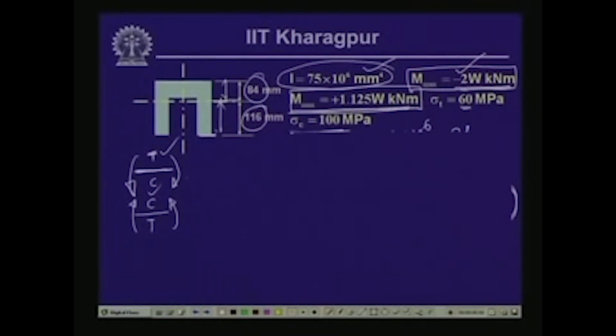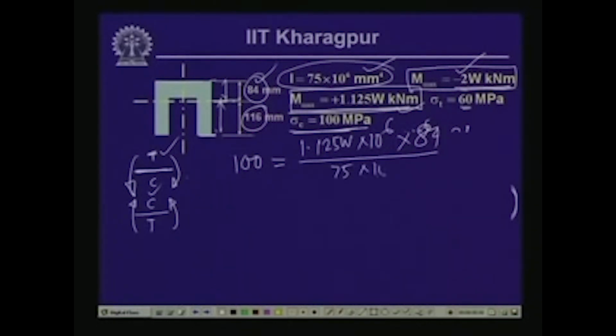So, if we compute the stress corresponding to the positive bending moment, the compressive stress at the top is 100. This equals 1.125 W into 10 to the power 6 Newton millimeter, multiplied by the distance of the top fiber from the neutral axis, which is 84, divided by I, which is 75 into 10 to the power 6. Now, from this, if we calculate W, the value of W comes as 79.4 kilonewton.